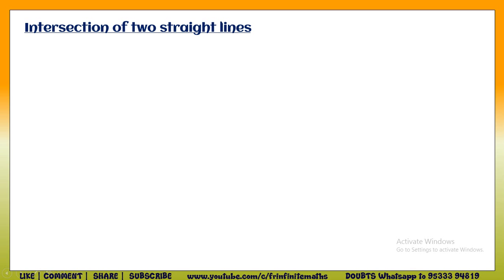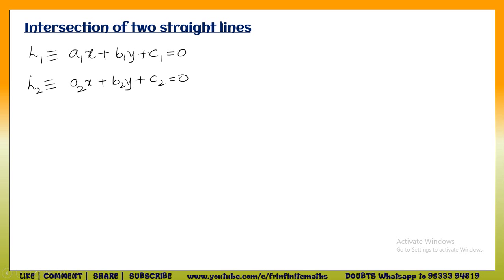So here I am going to consider the first line equation as L1. So I am going to represent this as A1x plus B1y plus C1 is equal to 0, and at the same time I am going to consider the second line as A2x plus B2y plus C2 is equal to 0. So these are nothing but my two straight lines, and if these two straight lines want to intersect, they should not be parallel. That means they should be non-parallel lines.